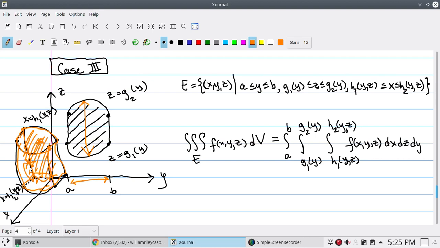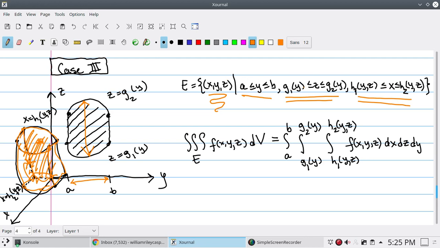So this is my solid region, and this is reflected again by the set. So this time y is ranging between a and b. I'm looking at all those x, y, z values where this happens. Z is ranging between g1 and g2, and x this time is ranging between h1 and h2. So x is sort of playing the role that z was before, and y is playing the role that x was before.